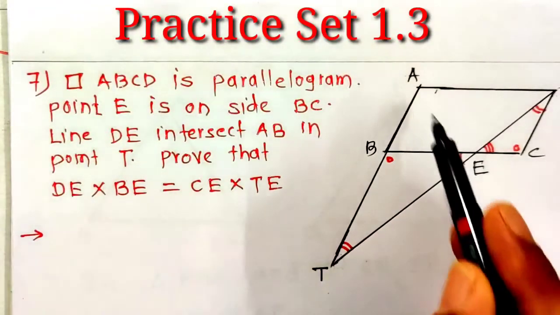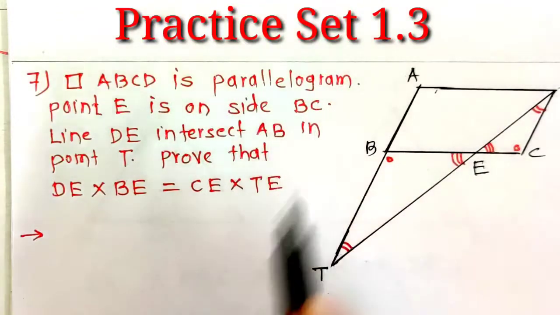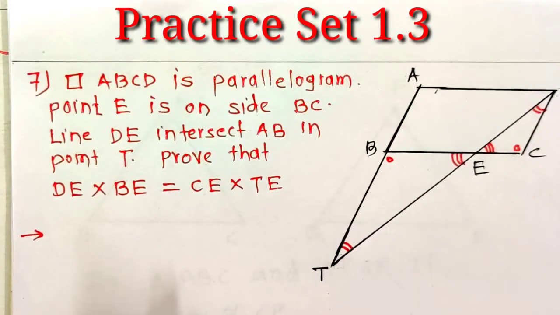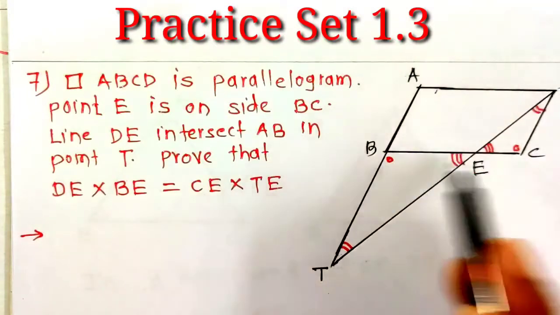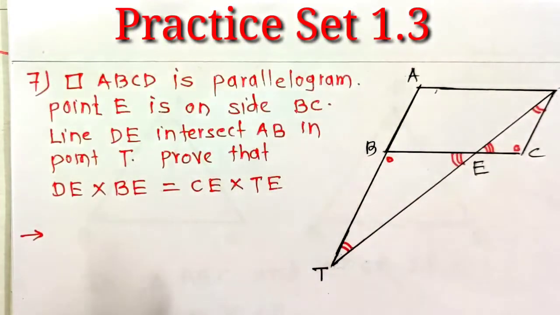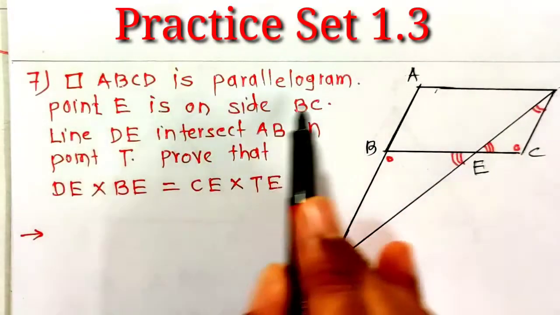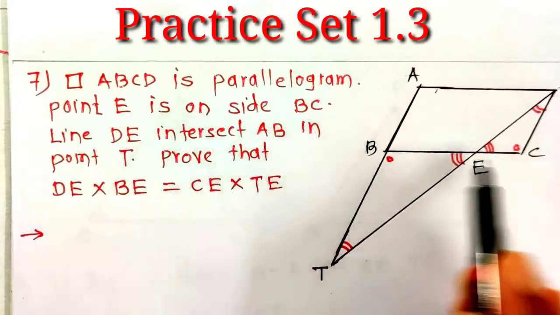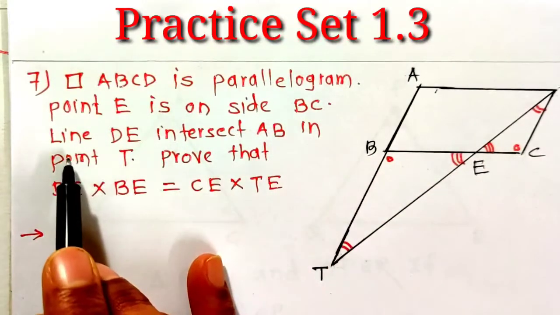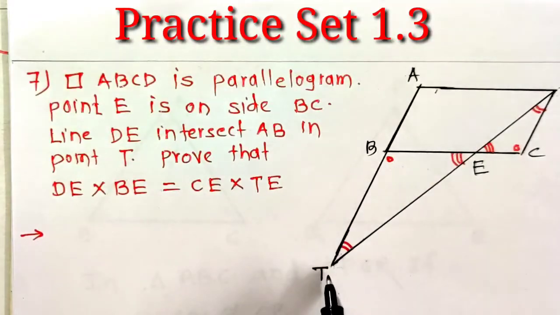So here ABCD is a parallelogram. You must know the properties of all quadrilaterals. Parallelogram means opposite sides are parallel. That is called a parallelogram. So here AD is parallel to BC and AB is parallel to DC. So in this figure, quadrilateral ABCD is a parallelogram. Point E is on side BC. Line DE, if we extend it, intersects AB in point T.